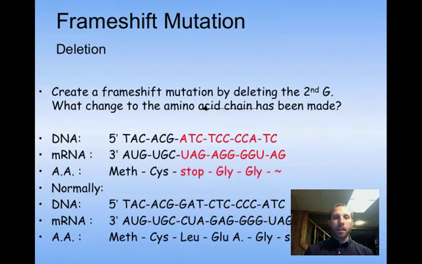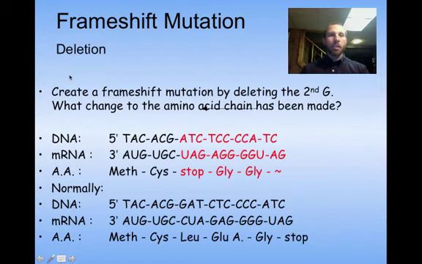If we look at a real example, here's an example of a deletion frame shift. Here we're going to be looking at what happens when we delete the second G and what change the amino acid chain has been made. So here's our normal sequence, TAC, ACG, GAT. We're getting rid of this G. Notice ATC got moved over, TCC got moved over, CCA got moved over.